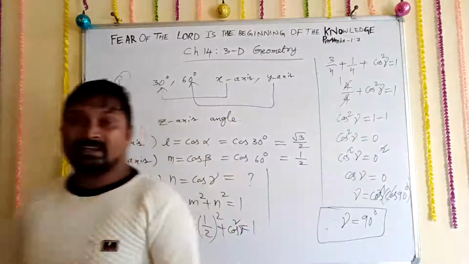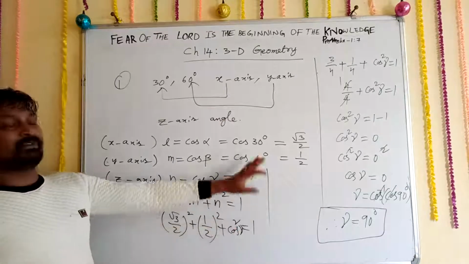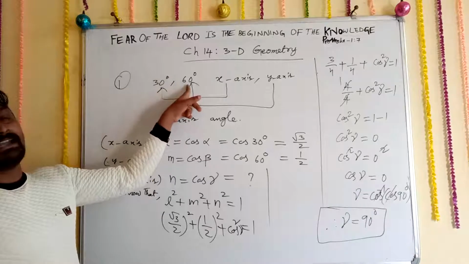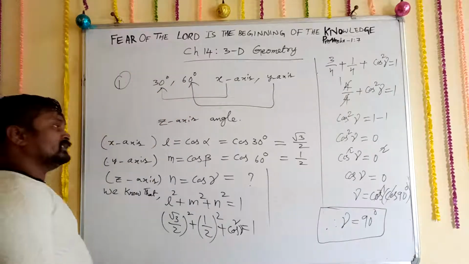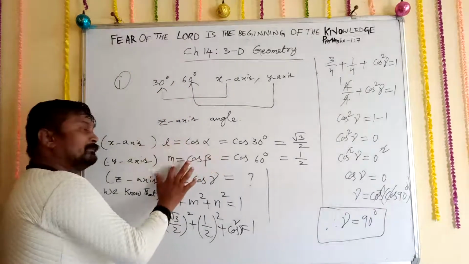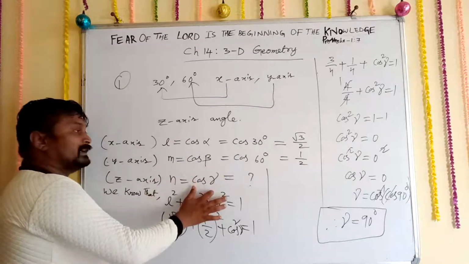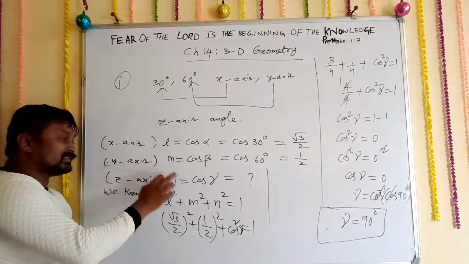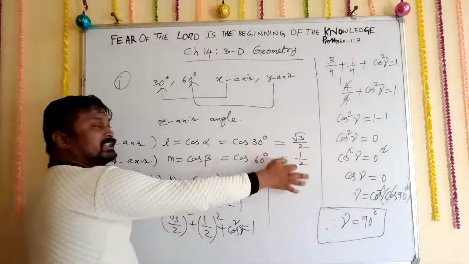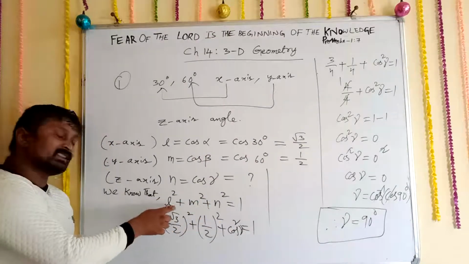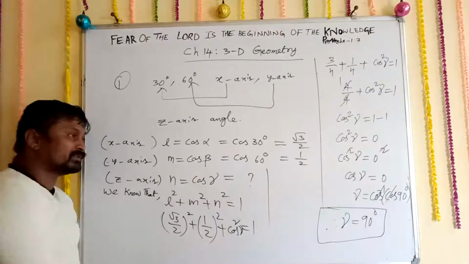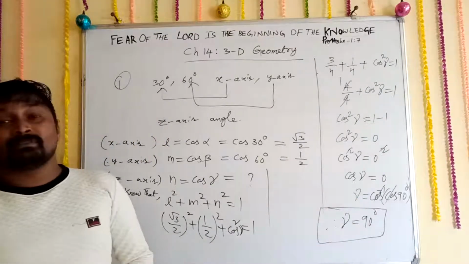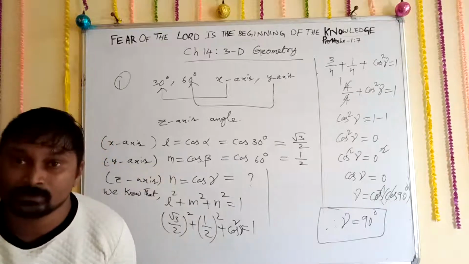Okay, understood this? In this way we are able to find the angle. So once again, listen carefully. The first two angles are given, and one more angle we have to find. You know that L is equal to cos alpha, M is equal to cos beta, N is equal to cos gamma. The x-axis one is L, the y-axis one is M, the z-axis one is N. Just substitute and get the values. Substitute in the relation L square plus M square plus N square is equal to 1, and get the gamma value as 90 degrees. That is about problem number 1, and let's move on to problem number 2.